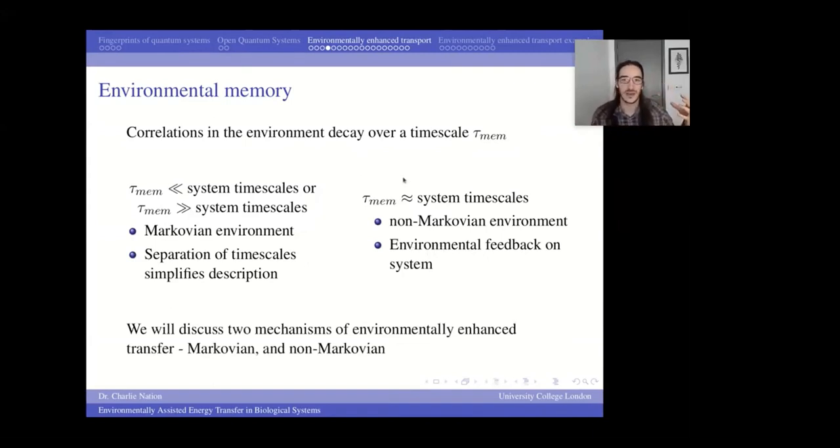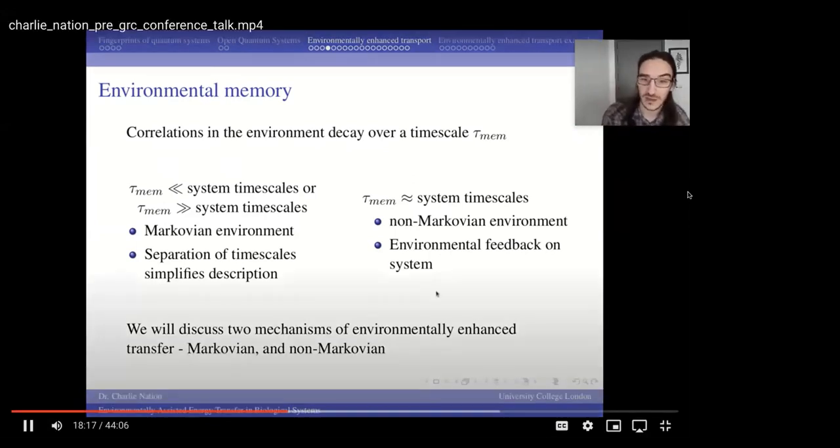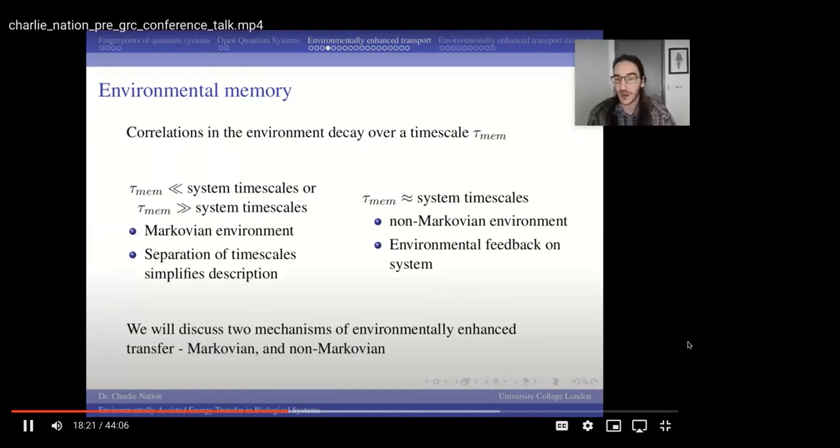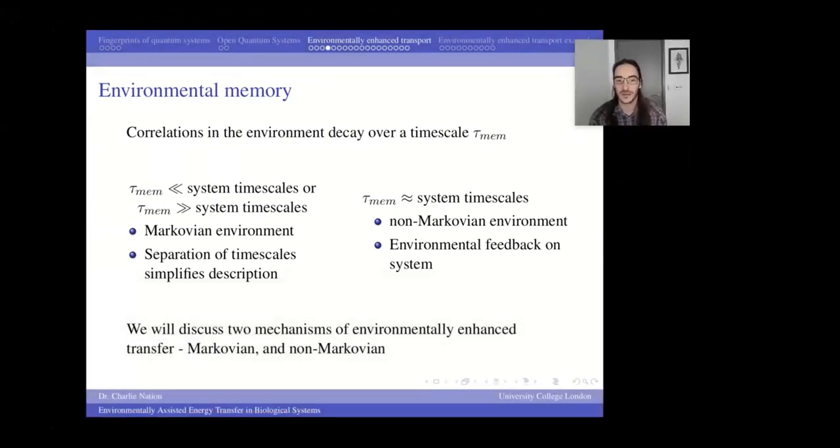So today, what I'll discuss is two mechanisms of environmentally enhanced transfer, and one will be from each type. Let's say one will be a purely Markovian type, and the other will rely on the non-Markovianity of the environment. But we will cheat a little bit in describing this non-Markovianity to elucidate the core mechanism.